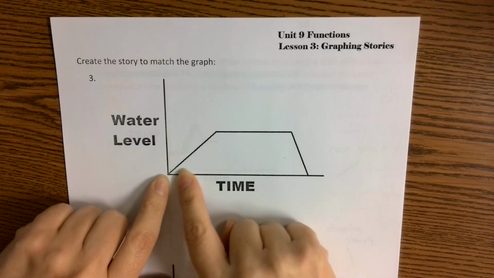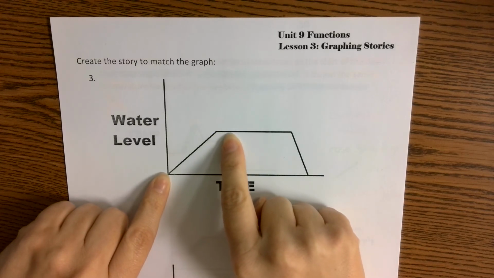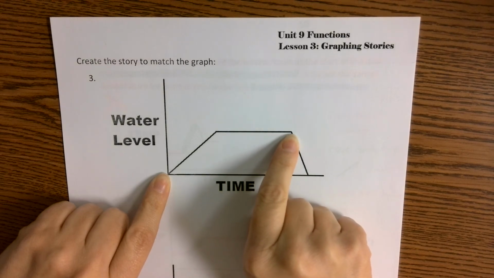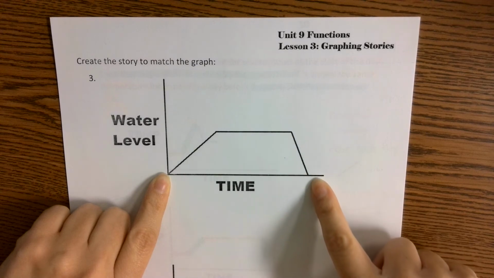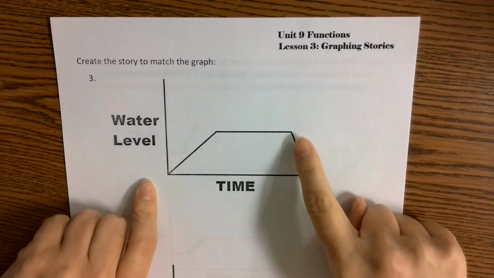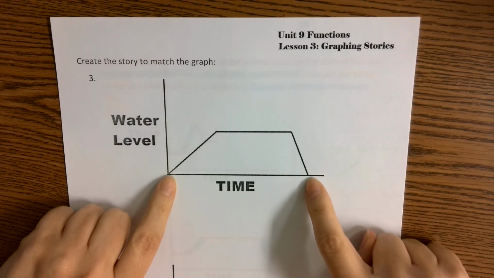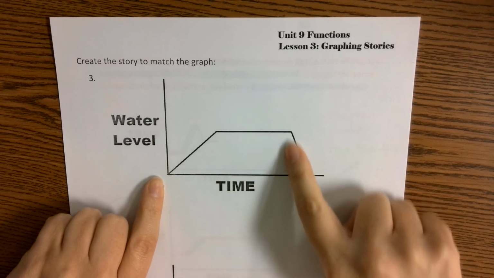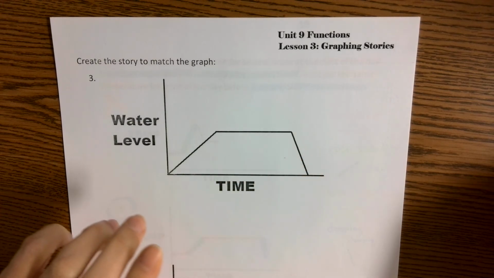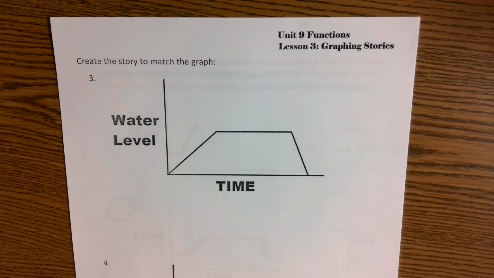0. Then it's showing some sort of increase. Then it's showing a consistency here, a constant. And then it's showing a quicker decrease than there was an increase until we're back down to 0. You are going to come up with a situation, a story that reflects this information. I'm going to give you about 2 minutes to think of a story, and then I'll present to you one that I've got.